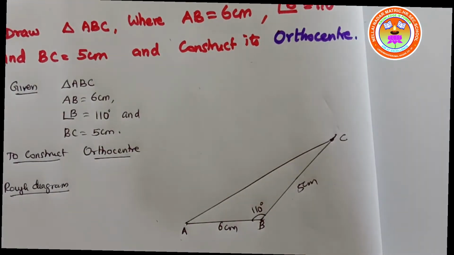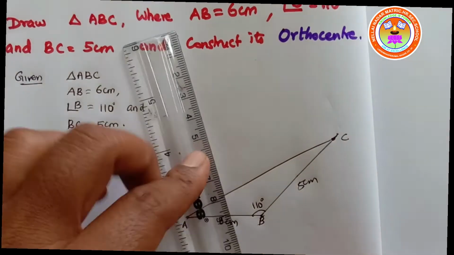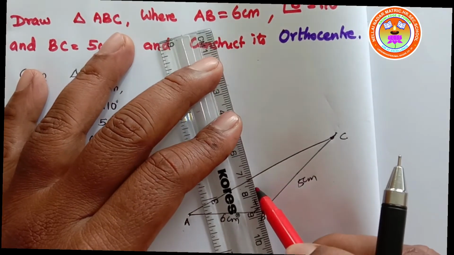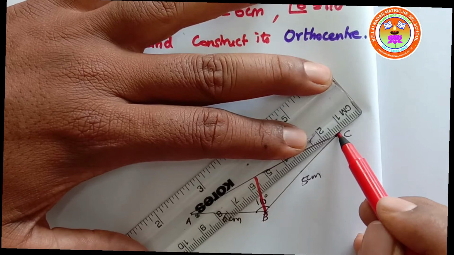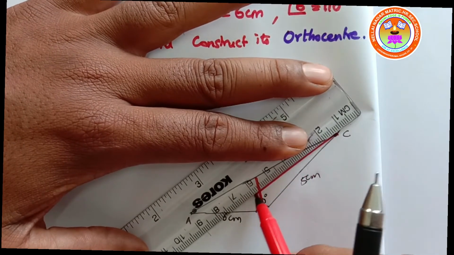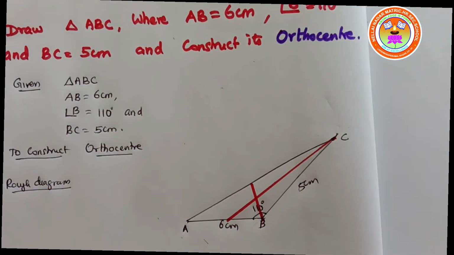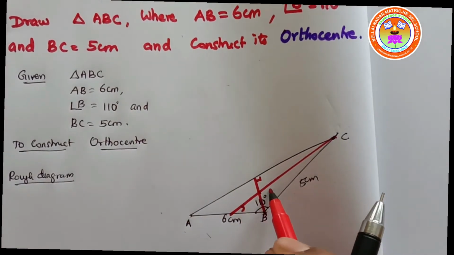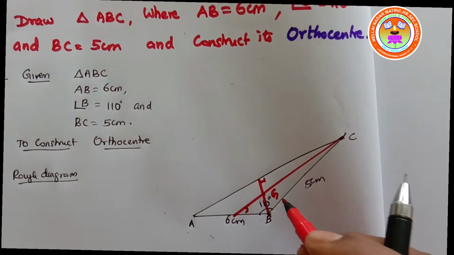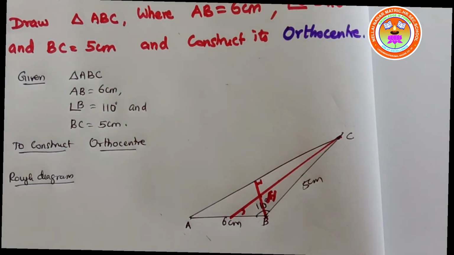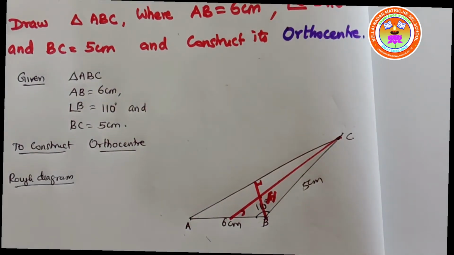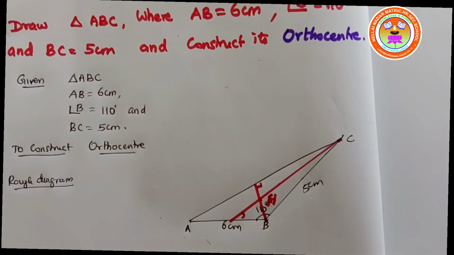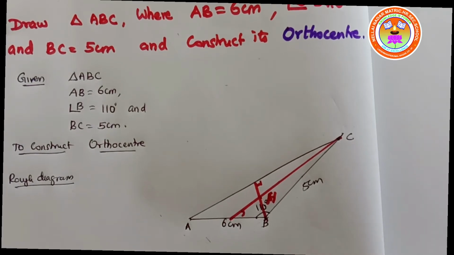It's clear, children? Actually, my aim is to find what? Orthocenter. From B, one line. Again from C. So both the lines intersect at H. H is the orthocenter. It's clear, children? This is the rough diagram, children. Now we'll go for the fair diagram.